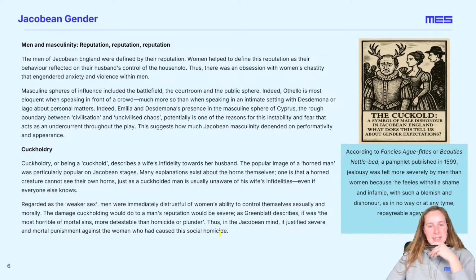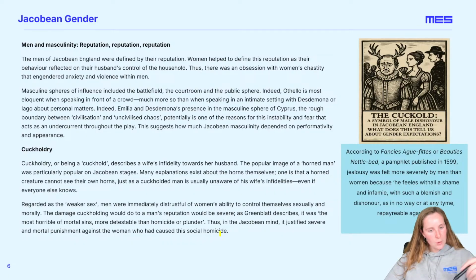Indeed, Emilia and Desdemona's presence in the masculine sphere of Cyprus, the rough boundary between civilization and uncivilized chaos, potentially is one of the reasons for this instability and fear that acts as an undercurrent throughout the play. This suggests how much Jacobean masculinity depended on performativity and appearance. So this idea of looking masculine, looking macho, looking in control and powerful. For more about Cyprus and setting, see our previous lesson on it.